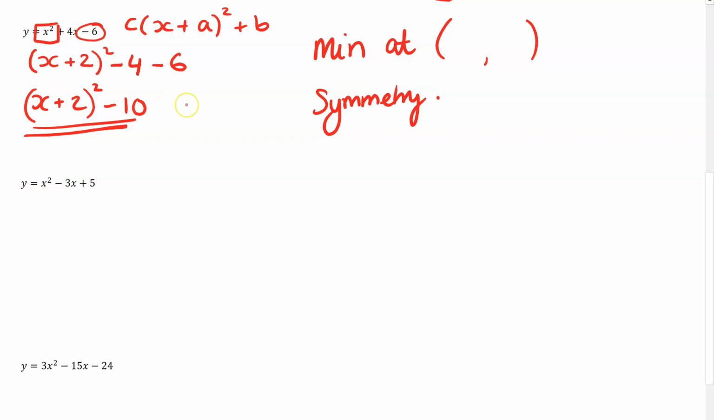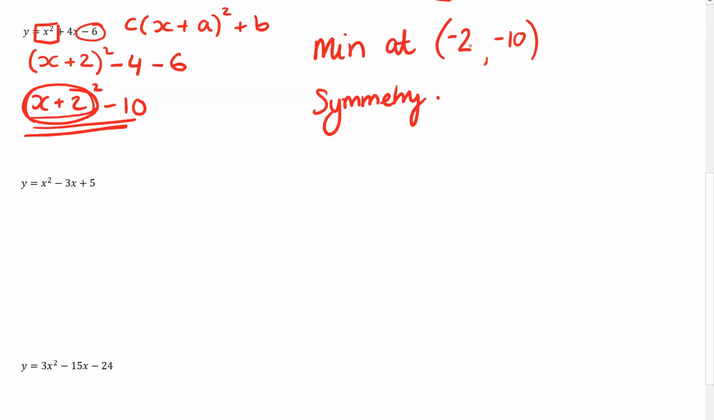Well, if you think about this, (x + 2) squared is always going to be a positive number. So the smallest that bracket can ever be is 0. If that bracket is 0, then the answer has to be -10, because it's only going to get bigger from there. So our y coordinate is -10. And the x coordinate is whatever is needed to make that bracket 0 in the first place. So it's -2.